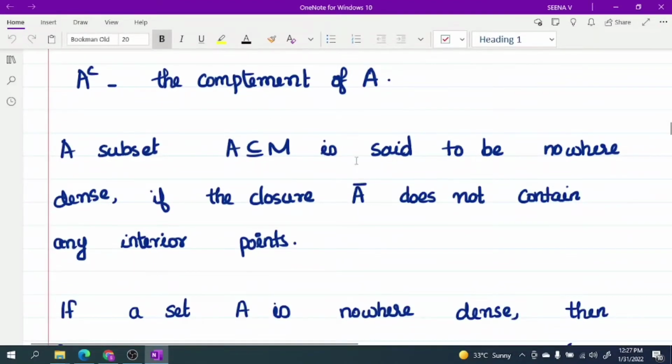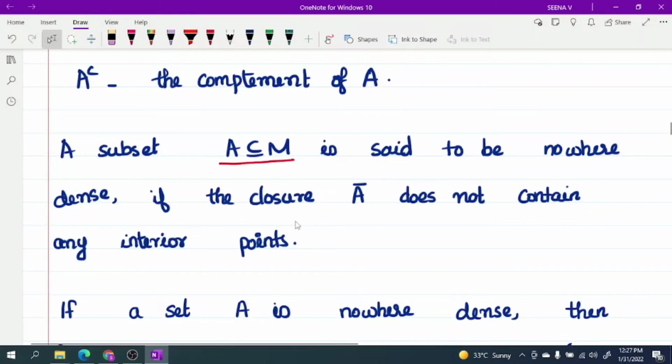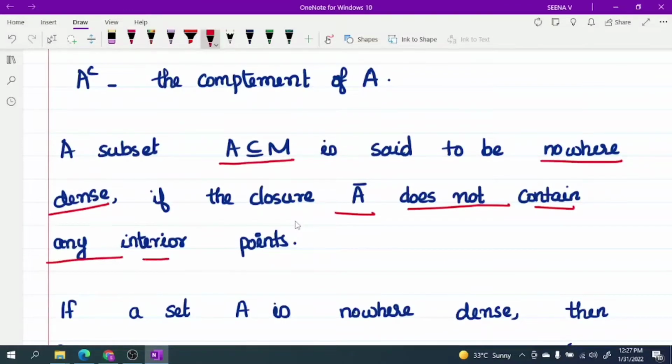Okay. Now listen carefully. We are moving to another definition, the definition of a nowhere dense set. A subset A of M is said to be nowhere dense if the closure of A does not contain any interior points. If the closure of A does not contain any interior points, then that set is said to be nowhere dense.